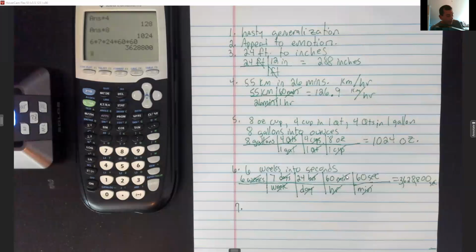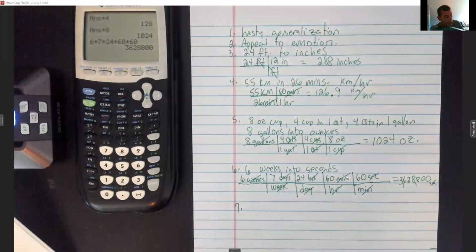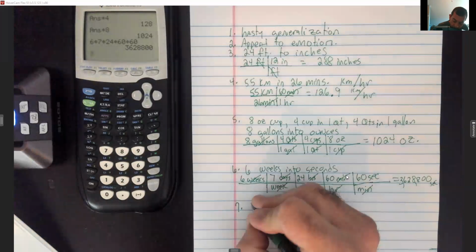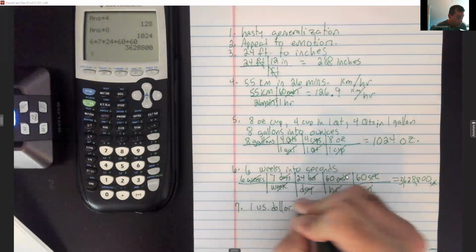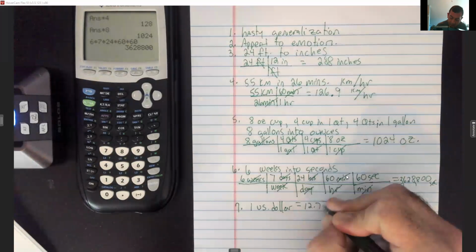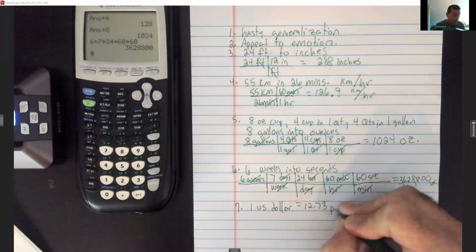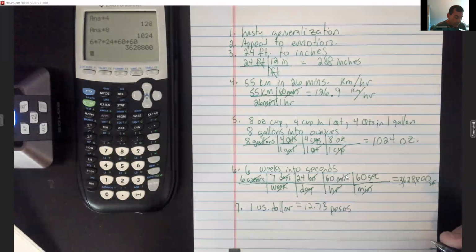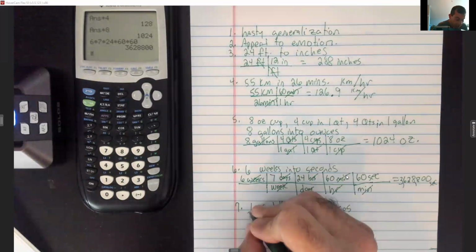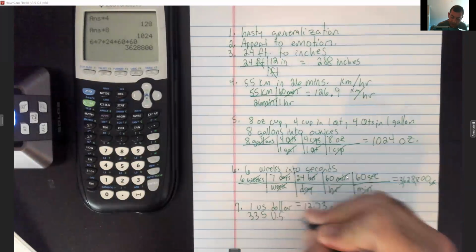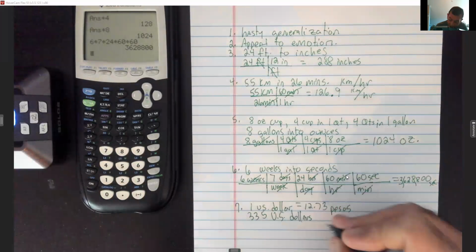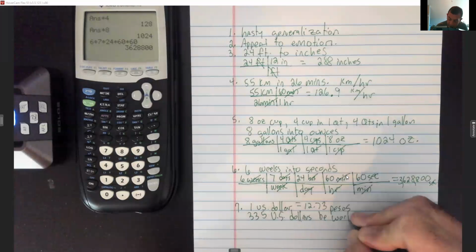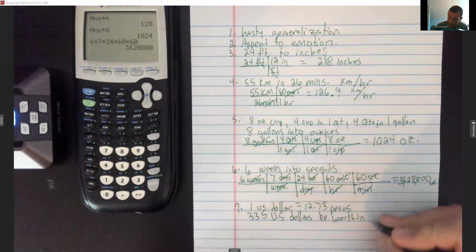All right. Recently, 1 US dollar was worth about 12.73 Mexican pesos. So 1 US dollar was equal to 12.73 Mexican pesos. They want to know how much 335 US dollars would be worth in Mexican pesos.